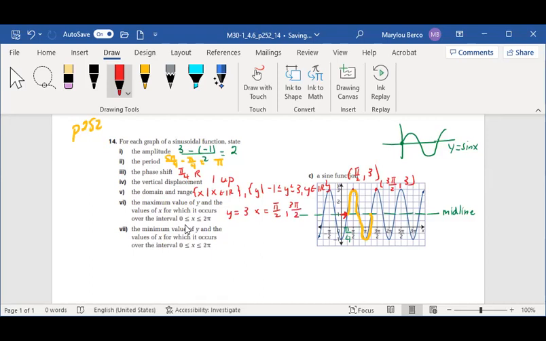The minimum values we have between 0 and 2 pi occur when x is 0, pi, and 2 pi. So the minimum value is when y equals -1 and x equals 0, pi, and 2 pi.